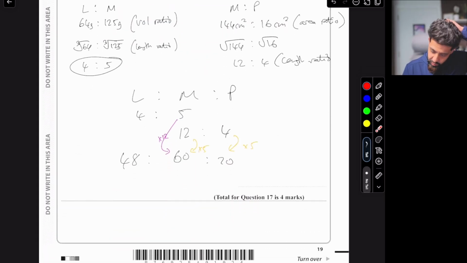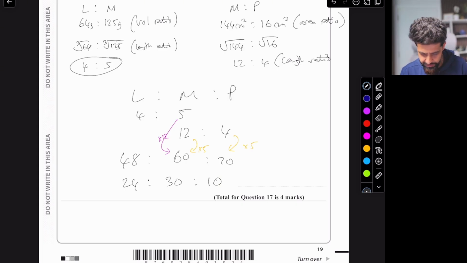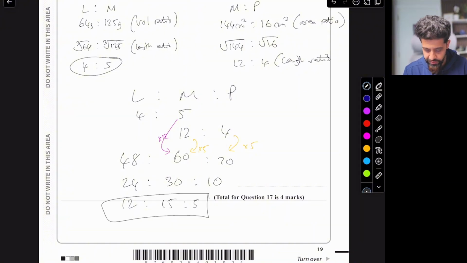What can you simplify all of those numbers by? You can divide by 2. Let's just go with 2 for now, yeah? So that's 24, 30, 10. And then divide by 2 again. 12, 15, and 5. I think that's the lowest. There you go. So 12, 15, and 5.